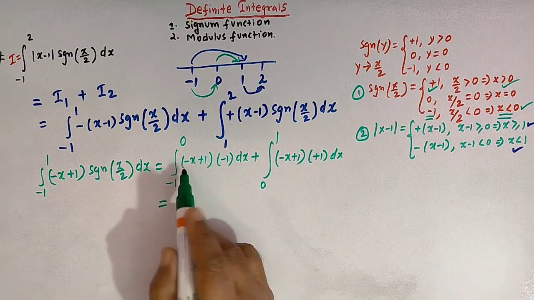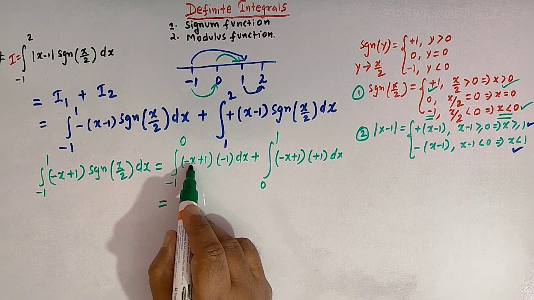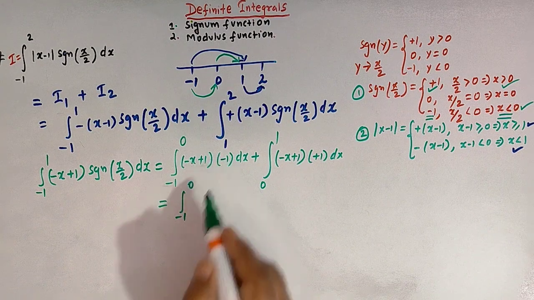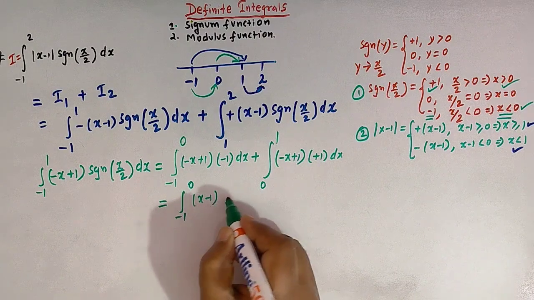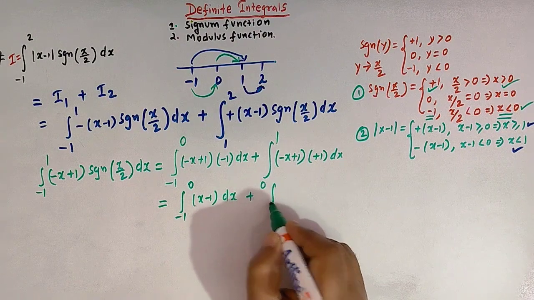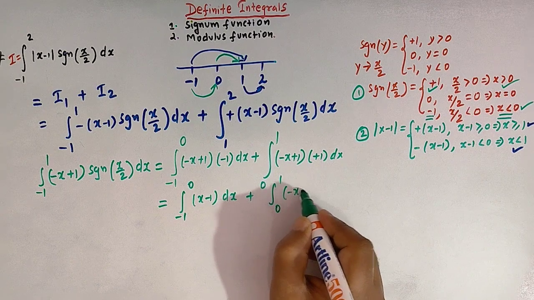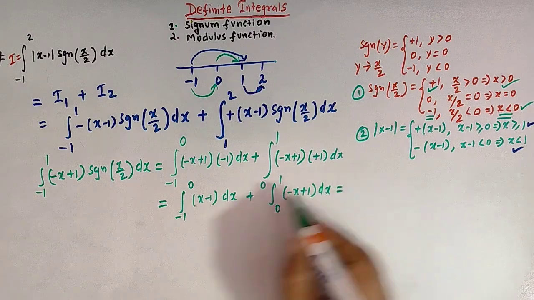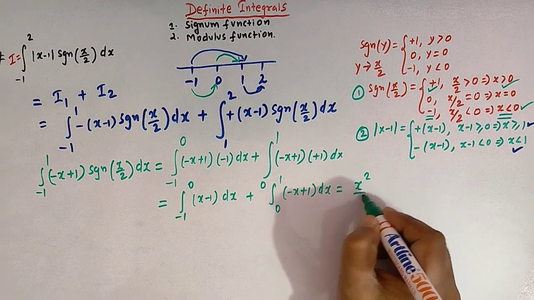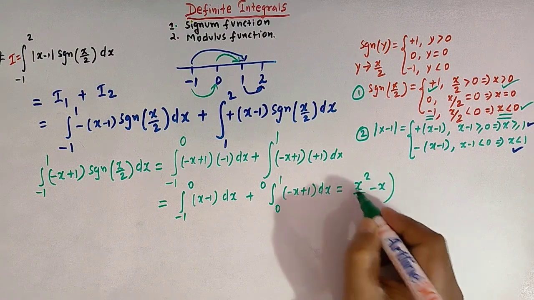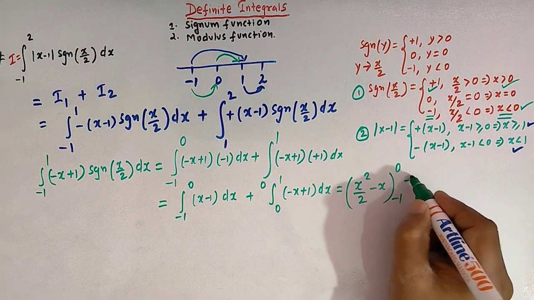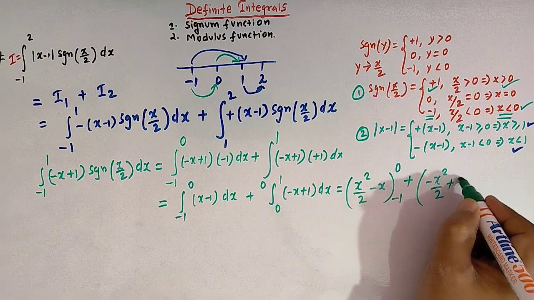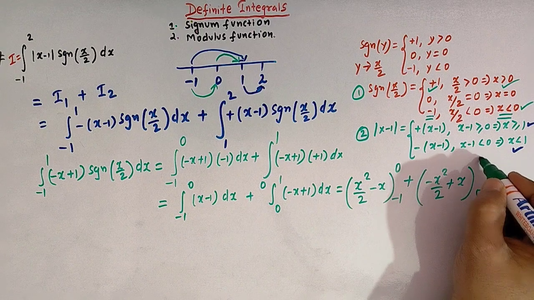Now see, here we have the integral from minus 1 to 0. We can multiply these two terms by minus 1, so we have again x minus 1 dx, and here we can write 0 to 1 of minus x plus 1 dx. Now we can simply solve the integrals. Here we have x square over 2 minus x, limits from minus 1 to 0, and from here we have minus x square over 2 plus x, and limits from 0 to 1.